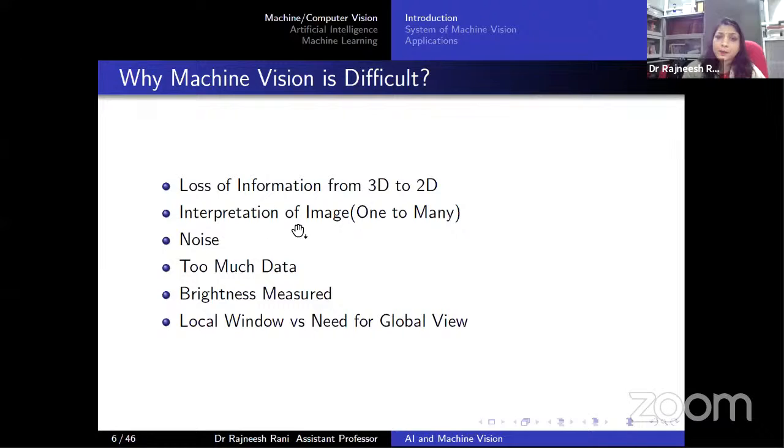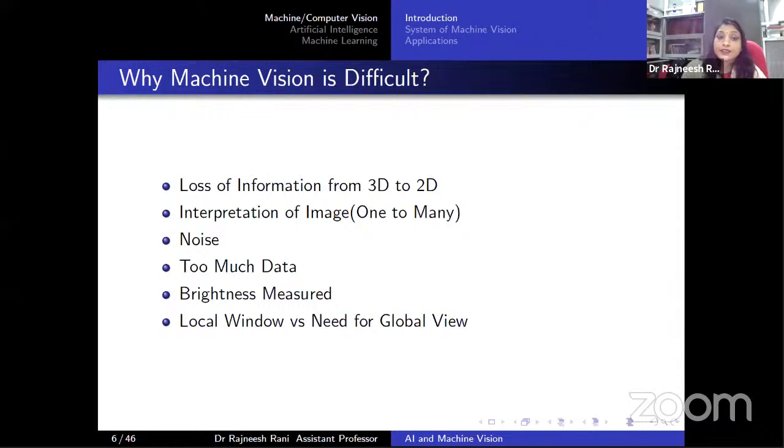Next is interpretation of the image. As we have seen in the last picture, one picture can represent many things. So what is it that we want to know from a particular image? That is again a difficulty that makes machine vision difficult.